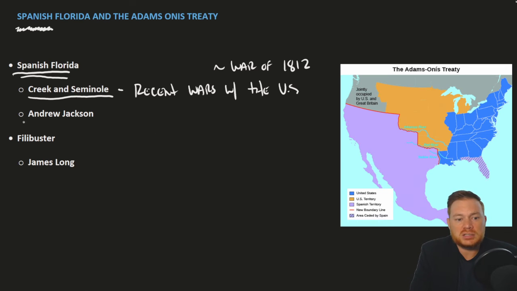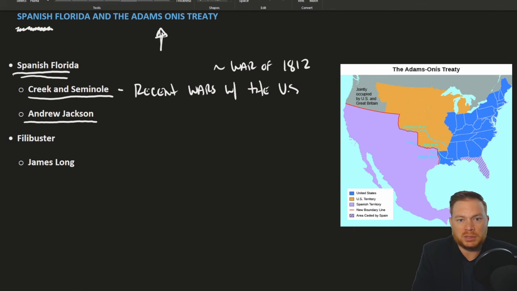And in cases, Andrew Jackson led military expeditions against the Creek and the Seminole. And in many cases, they would retreat into Florida, retreat into Spanish territory. And this posed a problem for the United States. Andrew Jackson even going into Spanish Florida without proper authorization. This ultimately led to a treaty between the United States and Spain referred to as the Adams-Onis Treaty.